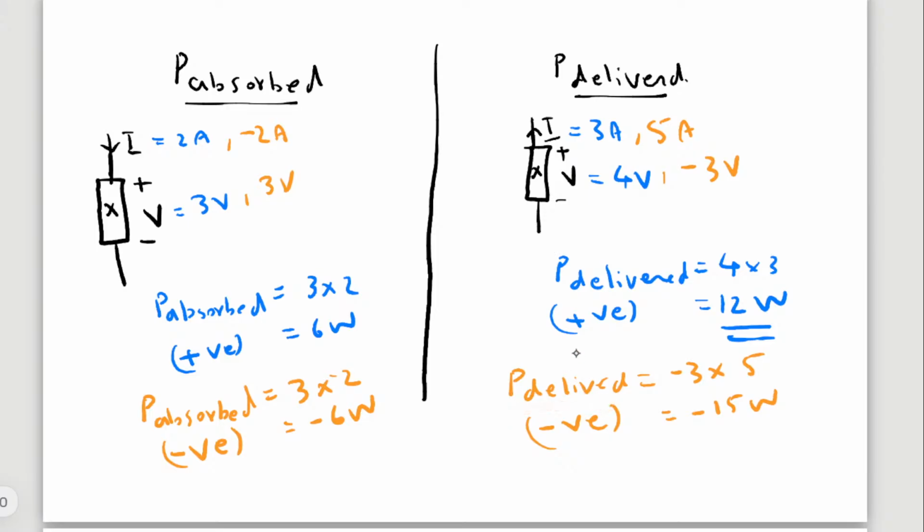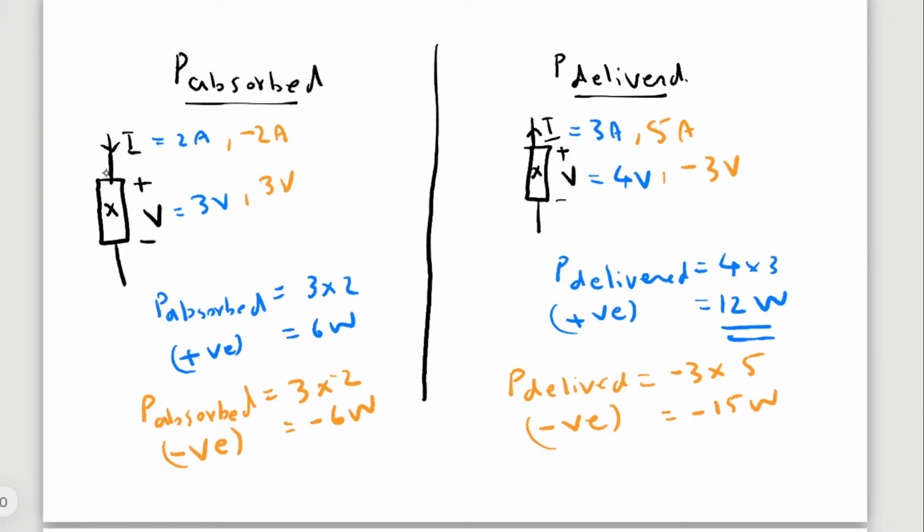So the value of power delivered can be either positive or negative based on the values. Here both are positive, so we get power delivered as positive. Here current is positive but voltage is negative, so we get power delivered as minus 15 volt. So power delivered can be either positive or negative. Power absorbed also can be either positive or negative.